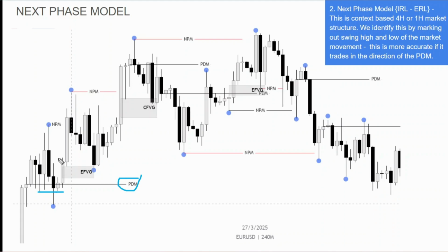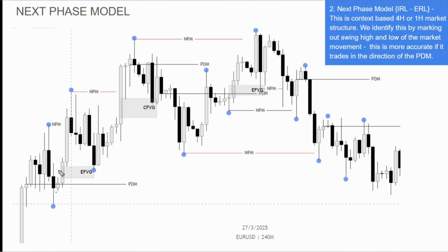So in this case, where is our internal range liquidity? This is our internal range liquidity. So for us to trade the inside move, we need to identify the internal range liquidity. The internal range liquidity is our fair value gaps. Now I have different kinds of fair value gaps that I trade that tell me that, okay, this is high momentum, this is low momentum, this is consolidating, and the rest.